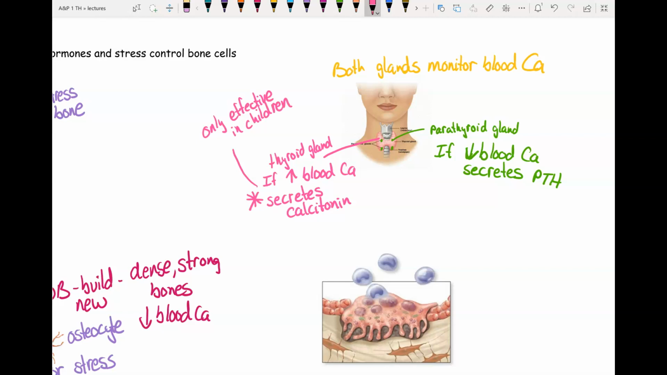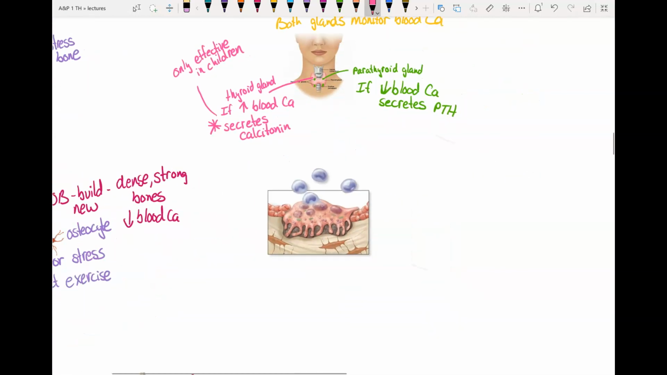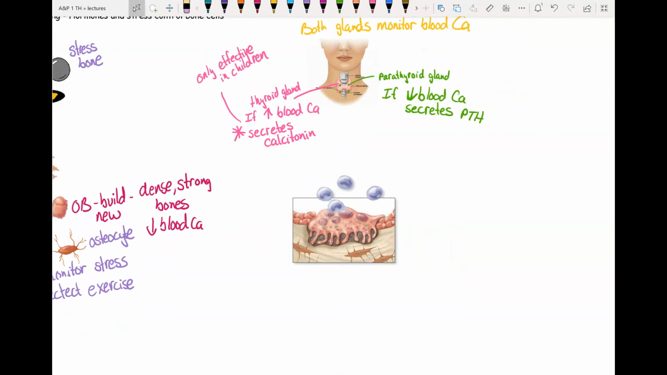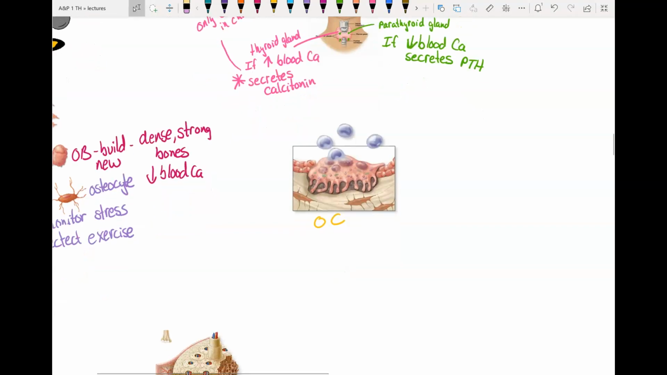Okay, so we'll go ahead and look at what calcitonin and PTH do, but just keep in mind that this stuff about calcitonin applies to children. These hormones are going to control the action of the osteoclast. So here is your osteoclast, and remember it is dissolving the bone and raises blood calcium.